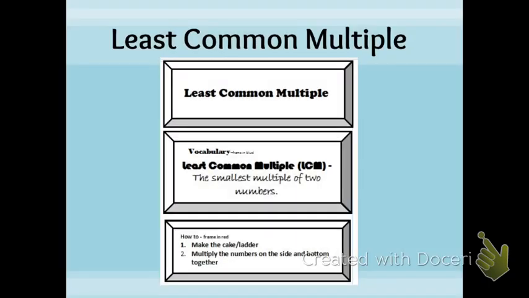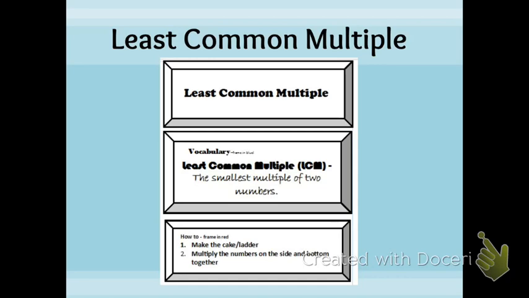But I want to start with talking about some things we need to remember when we're working with fractions. And one of them is how to find the least common multiple. So far we've done greatest common factor. We've done some reducing and all of that. We use the cake for that. Well, today we're going to use the cake to find the least common multiple.